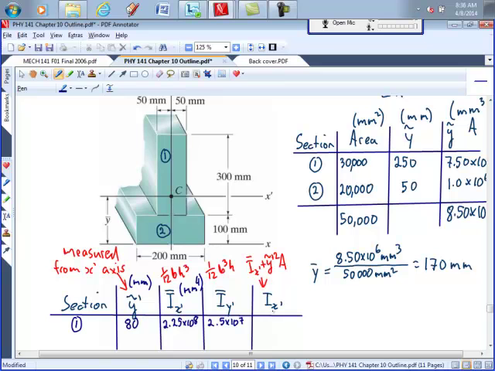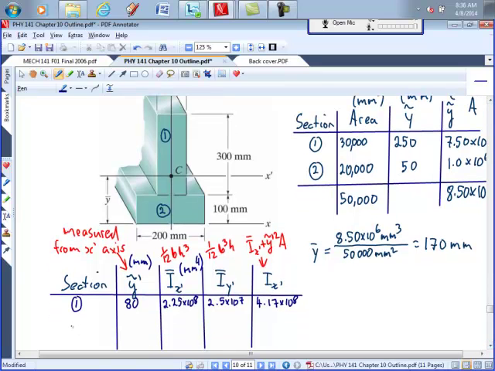And then we're going to use the parallel axis theorem to figure out the moment of this section about the centroid of the object, using this distance. So that's going to be this amount, the 2.25 times 10 to the 8, plus 80 squared times the area, which is up here, 30,000. Anybody else get? Yeah. Okay, so 4.17 times 10 to the 8.